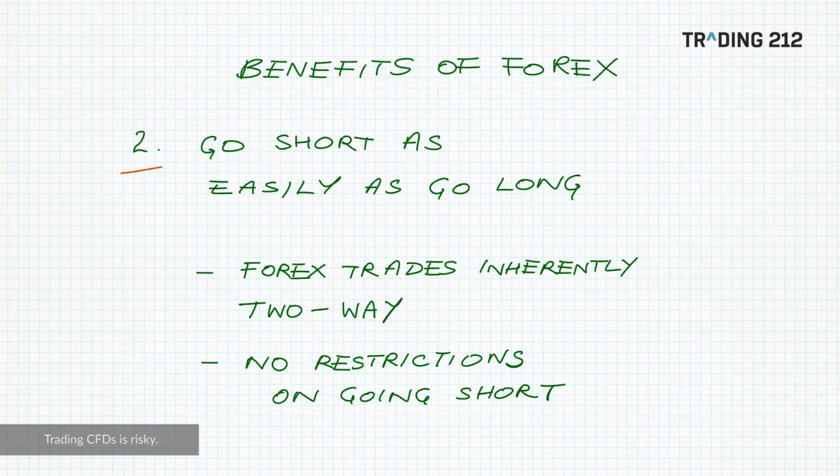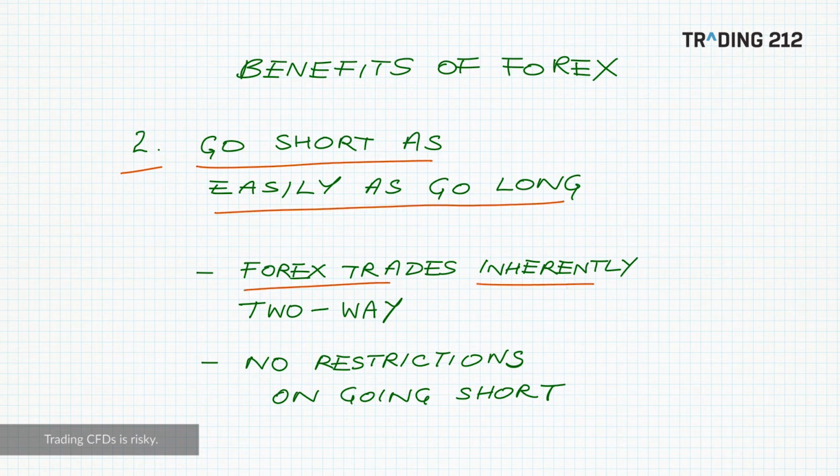So we've now covered trading on margin, trading with leverage. Let's now run through the 6 other benefits of trading with Forex. So number 2 in our list of benefits is that you can go short as easily as you can go long when trading Forex. Forex trades are inherently two-way, and as I'm sure you've gathered if you've been following our Basics of Forex series, if you trade a currency pair, there are 2 currencies involved. For example, the US dollar against the Swiss franc, which we've just been looking at.